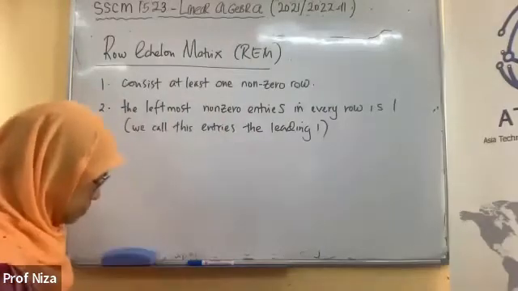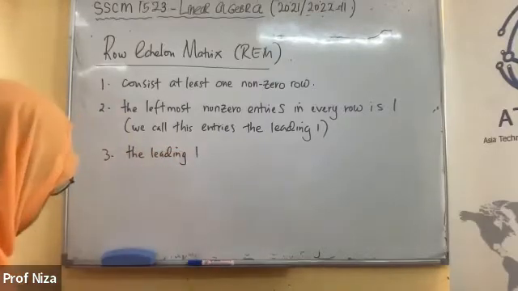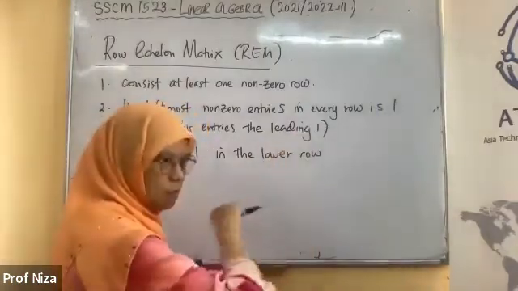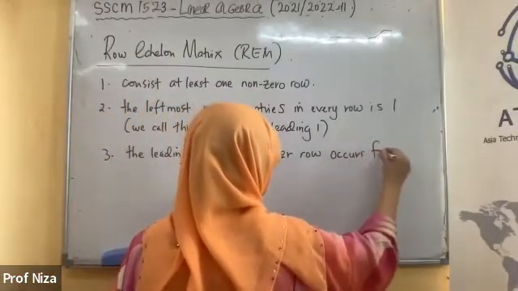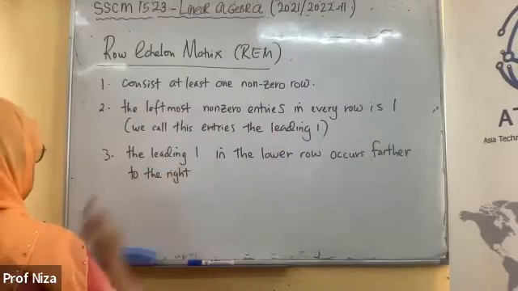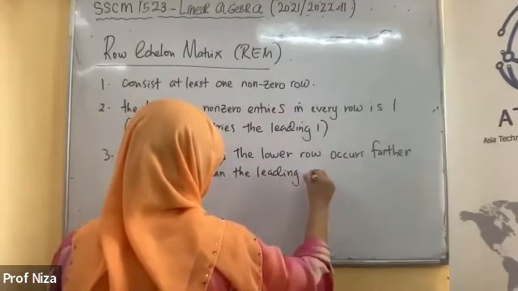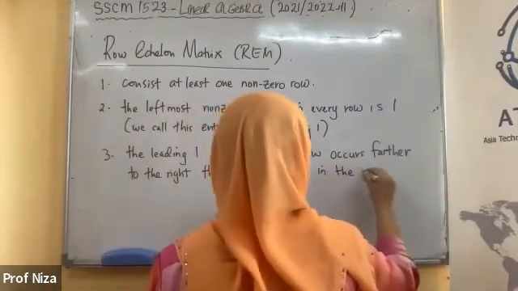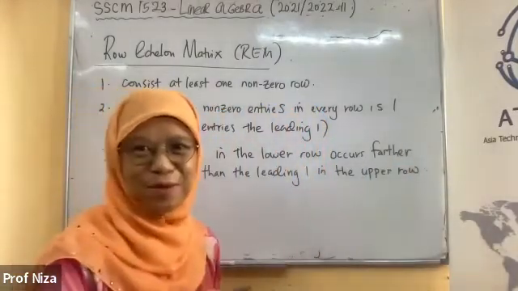Okay, number 3. The leading one in the lower row, the leading one, you know, one. The leading one in the lower row occurs further to the right. Then the leading one in the upper. I will give you an example, don't worry.